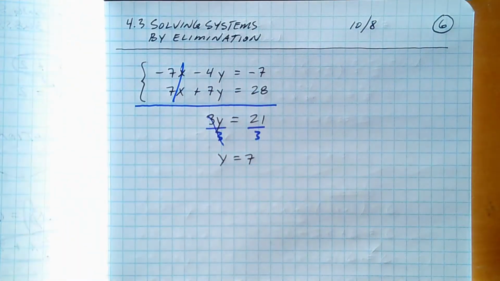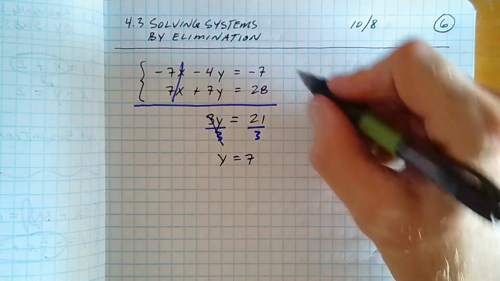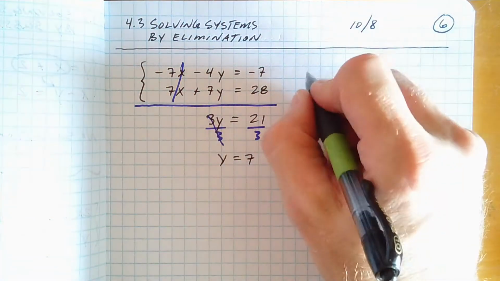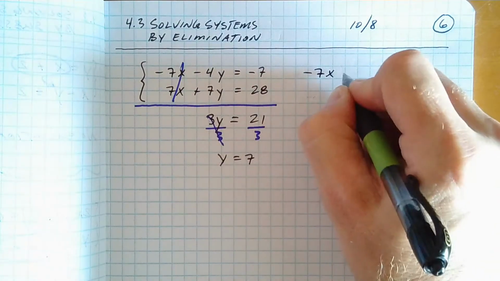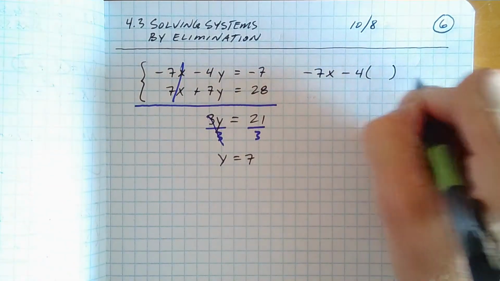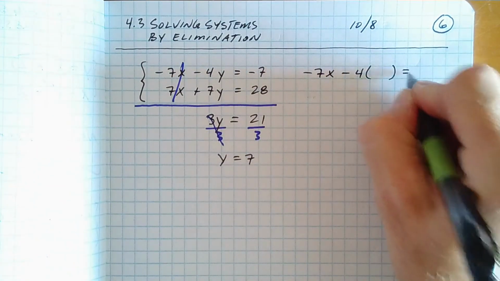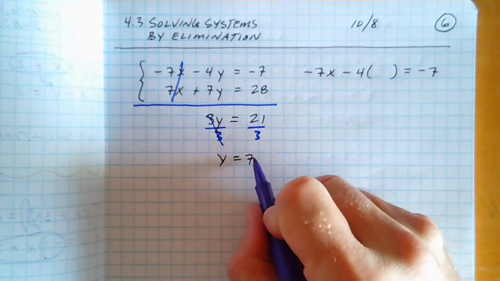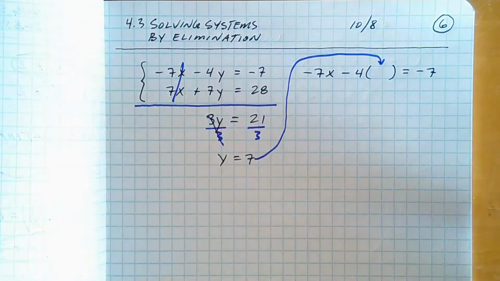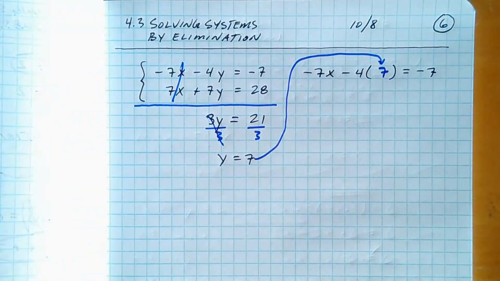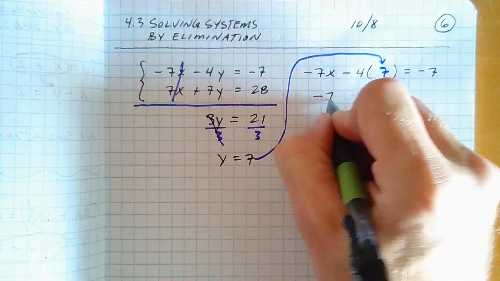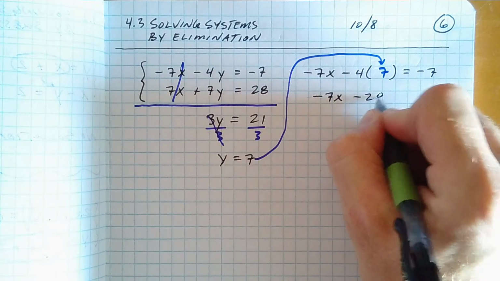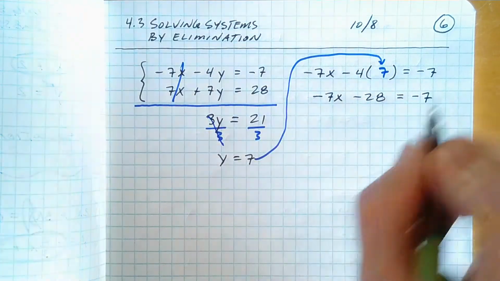All right, next I'm going to substitute this y equals 7 into whichever equation. You always have your choice. Let's just go with the top one. So I'm going to write negative 7x minus 4, and open up a little space to substitute for y, equals negative 7. And I'm going to substitute this 7 in right here. So I have 7, and I'm going to be able to solve for x. I have negative 7x. Negative 4 times 7 is negative 28, equals negative 7.